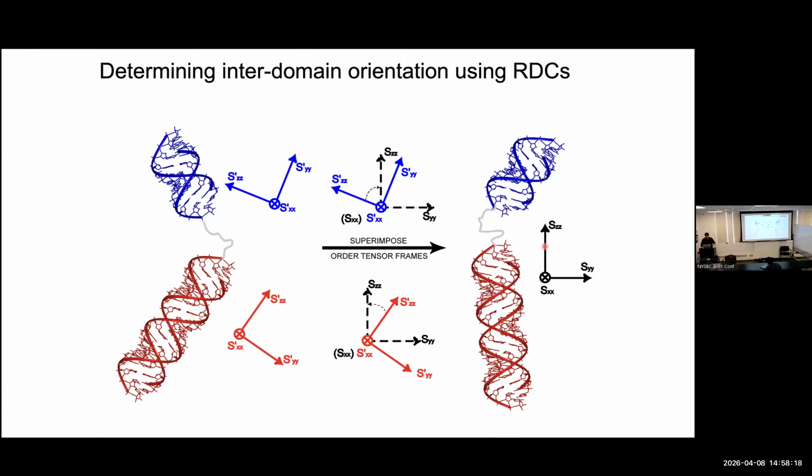Do they have the same alignment tensor? Do they have the same alignment? No. One of them, yeah. So, yeah. If there's motion, you can reduce the alignment, the apparent alignment.